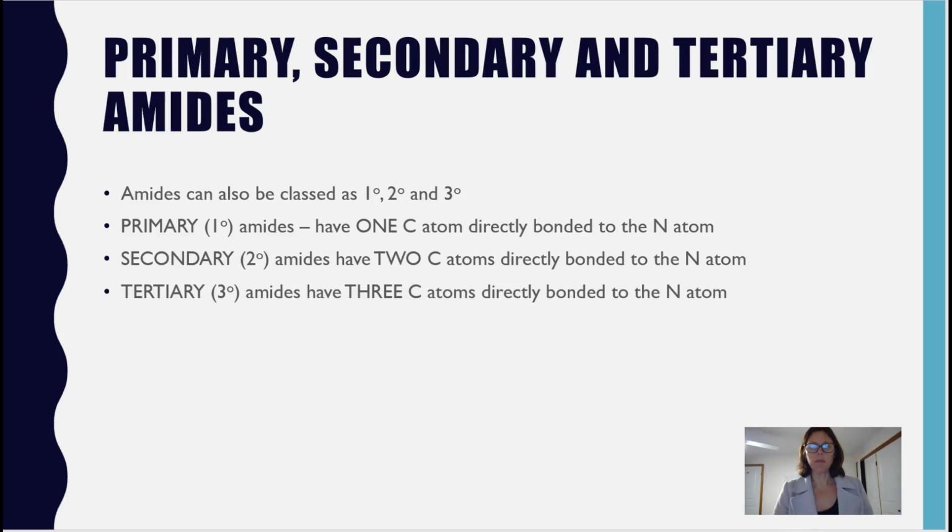Similar to the amines, we have our primary, secondary and tertiary amides. So again, the primary amides have one carbon directly bonded to the N atom. The secondary have two, and the tertiary have three carbon atoms directly bonded to that N atom there.